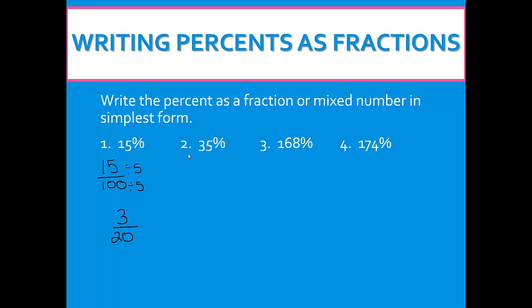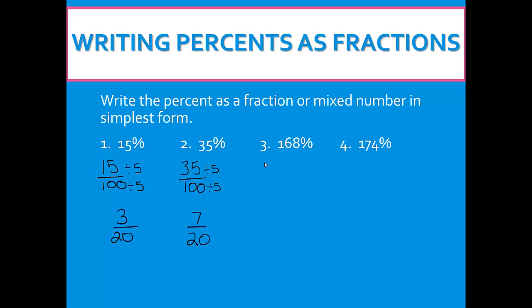Now let's look at number 2. We have 35%. Percents are always out of 100. So we'll go ahead and write 35 in our numerator and 100 in the denominator. 35 and 100 can both be divided by 5, so we can simplify this fraction. So we'll divide both of them by 5, and 35 divided by 5 is 7, and 100 divided by 5 is 20. So 35% is equal to 7/20.